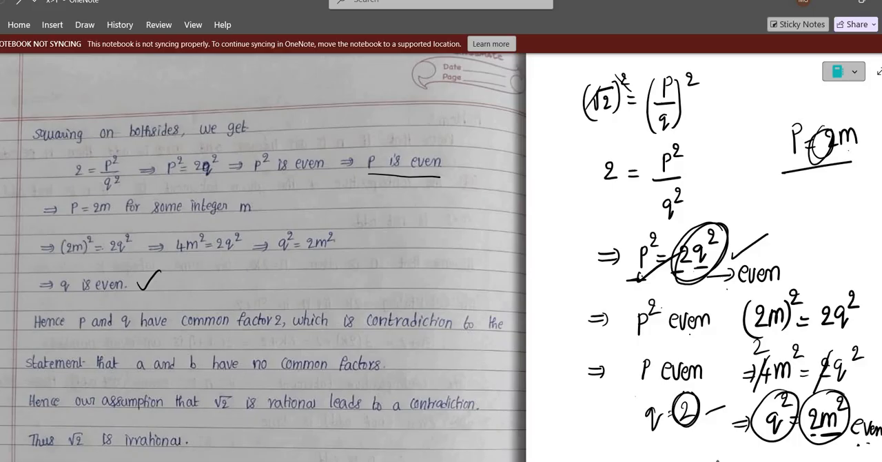But at the starting, we considered p and q have no common factors. After doing all this process, what do we get? P and q have 2 as a common factor. That means this is a contradiction to our assumption which we made at the starting. That's why root 2 is not a rational number. Not a rational number means it is an irrational number.